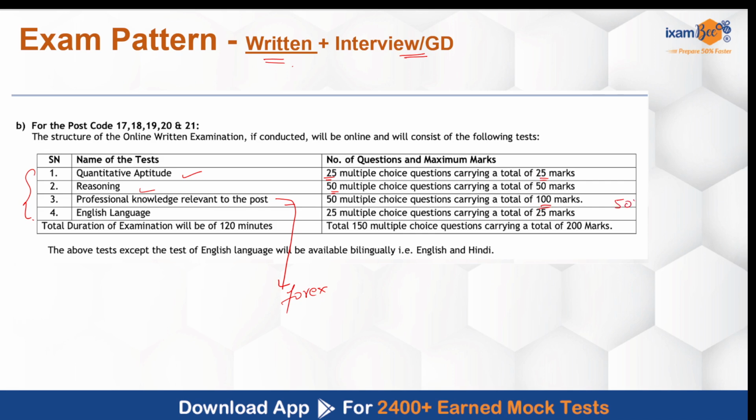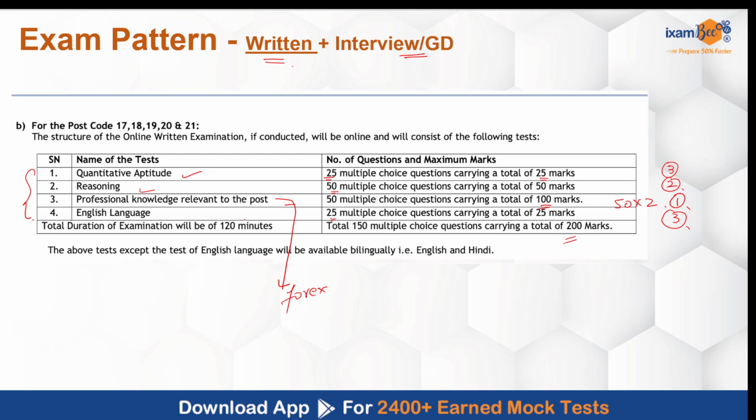So there will be 50 questions of 2 marks each. The highest weightage is for your professional knowledge. And then there will be English language, 25 questions of 25 marks. Your next high weightage is for reasoning, followed by quantitative aptitude and English at 25 marks each, right? So this is how your total of 200 marks will be arrived at.